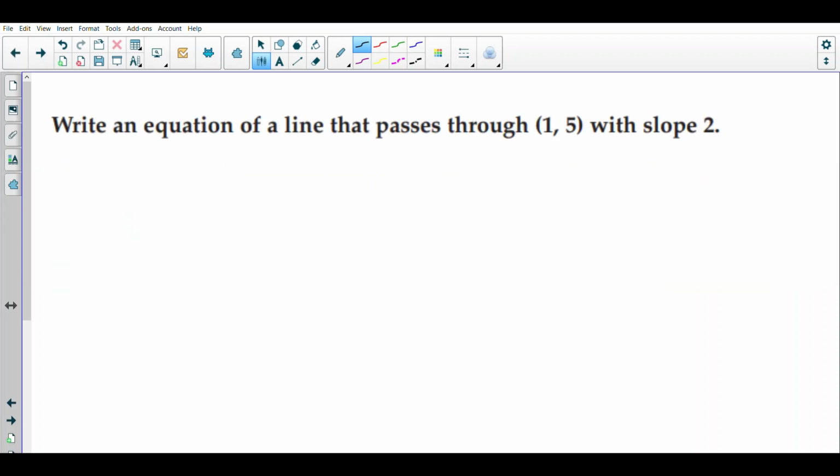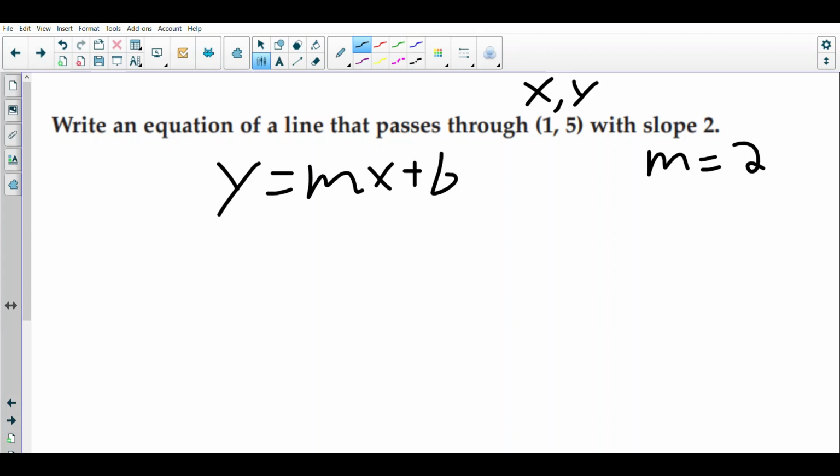So let's get started. Write an equation of a line that passes through the point (1, 5) with the slope of 2. In this case, they do give us the slope being 2, which is great. But then they give us also an x and a y. If we're starting with y equals mx plus b, we can still substitute in. We have our slope, which is 2, an x, which is 1, and a y, which is 5. So all we're left with is b. From here, we can just use simple algebra to solve for b.